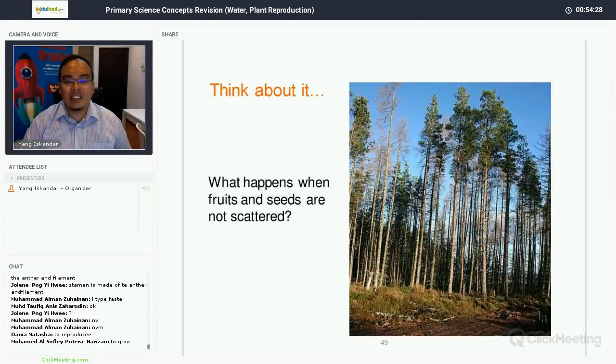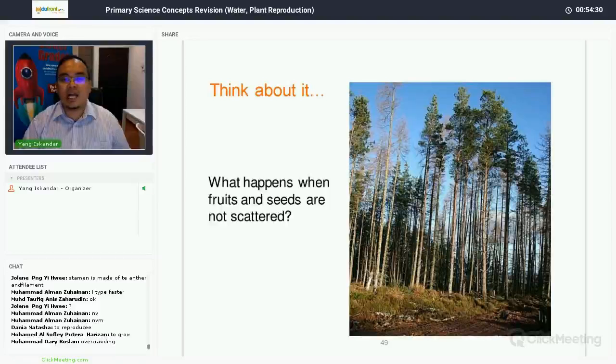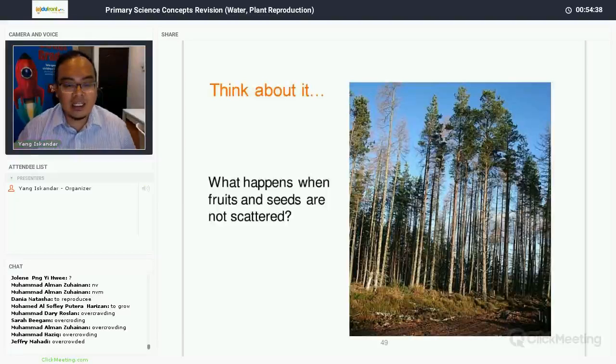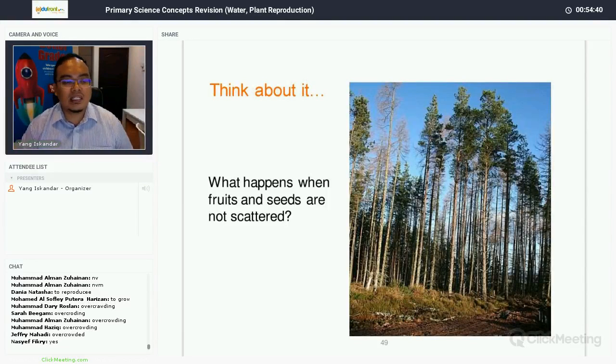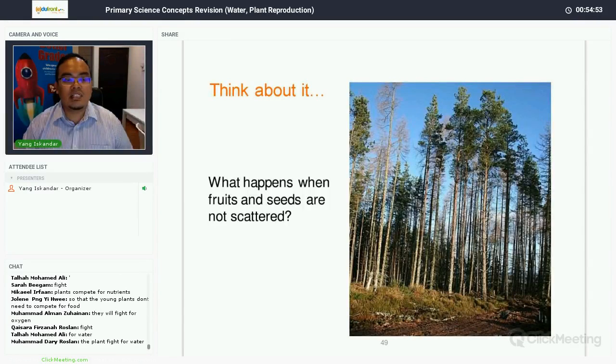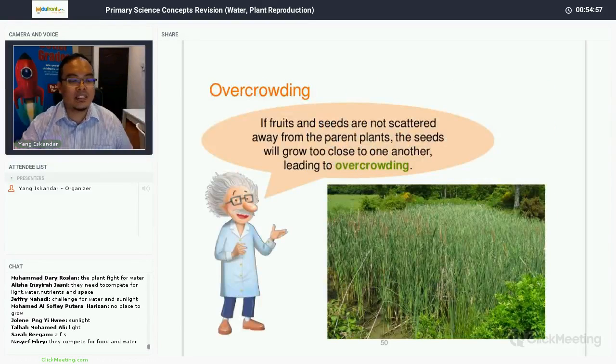Overcrowding, right? When the seeds and the fruits are not well scattered or not well dispersed, there will be overcrowding. So is there a problem with overcrowding? What will happen when there's overcrowding? Yes, what's the problem when there's overcrowding? Anyone? Competition, yes. Competition for what? Competition for nutrients, food, light, space.